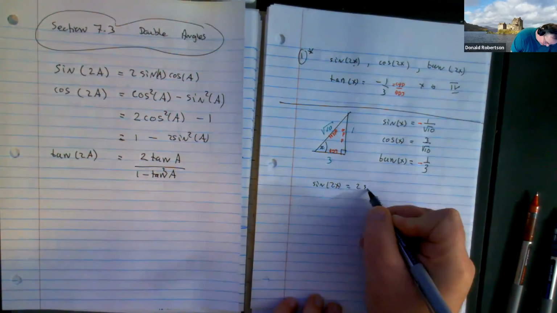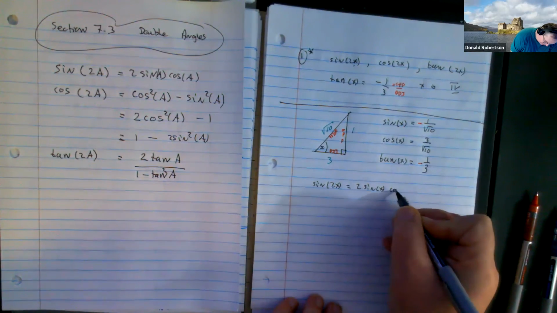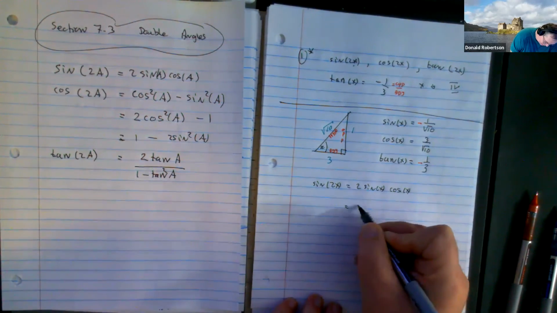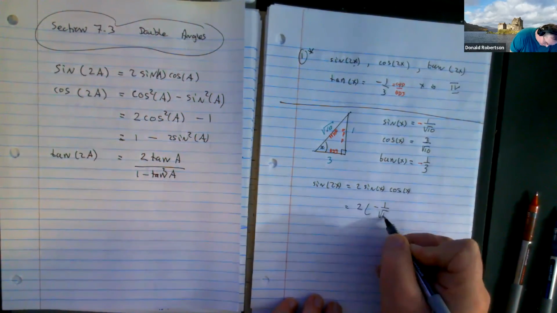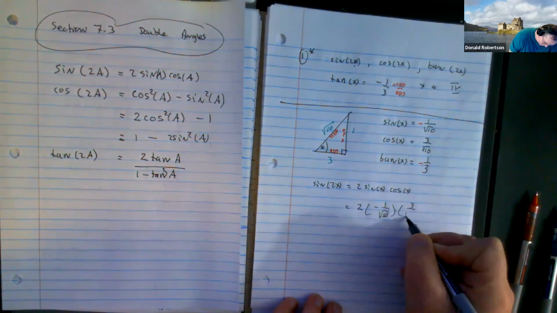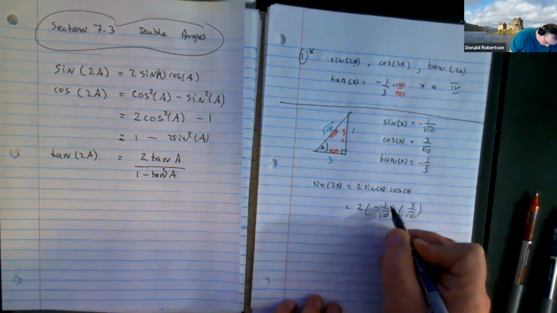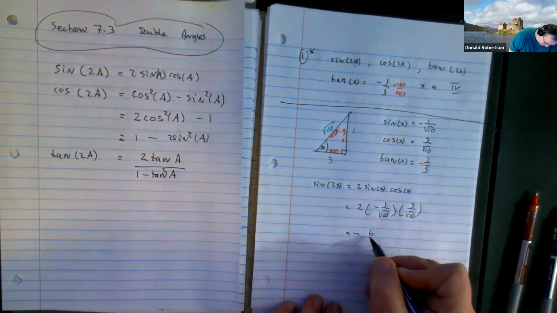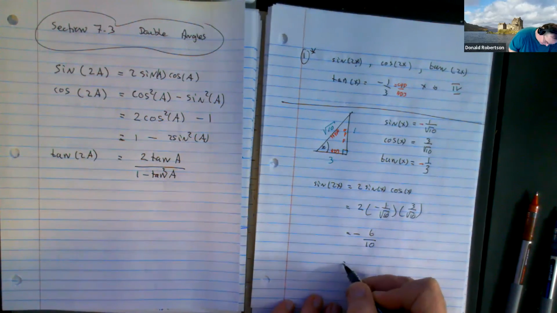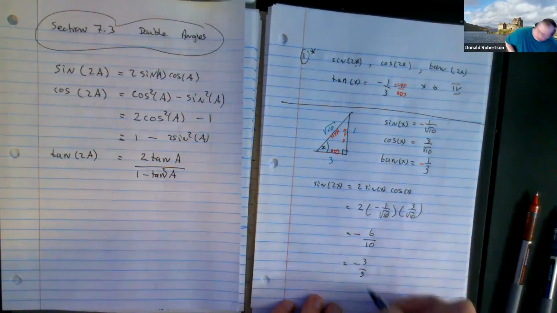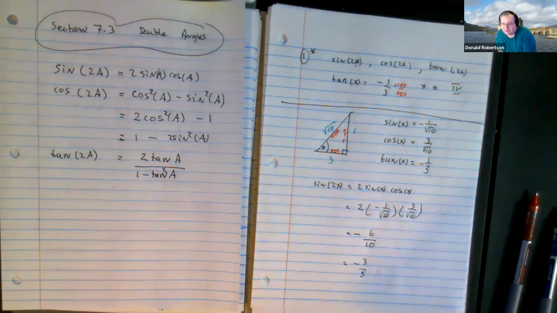So it's just 2 sine x cosine x. So in this case, it's going to be 2 times that ugly guy times that ugly guy, and 2 times that gives me a negative 6 over 10. Oh, isn't that a very nice answer? Right. If you're going to get nice answers, they almost always come from the sine of 2x and the cosine of 2x. And if you want a really, really ugly answer, it'll come from the tan of 2x. I mean, that's kind of the way it is.